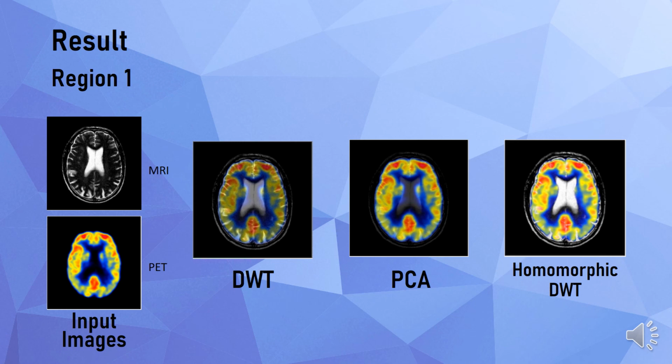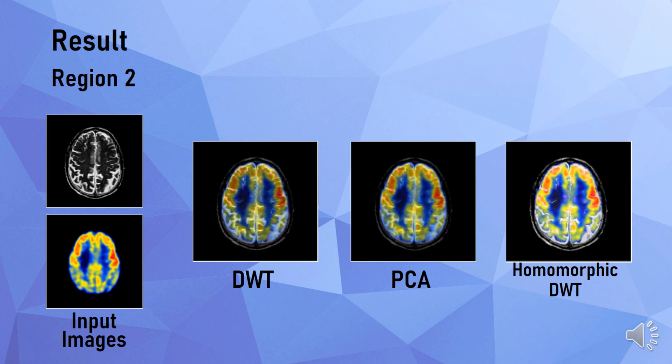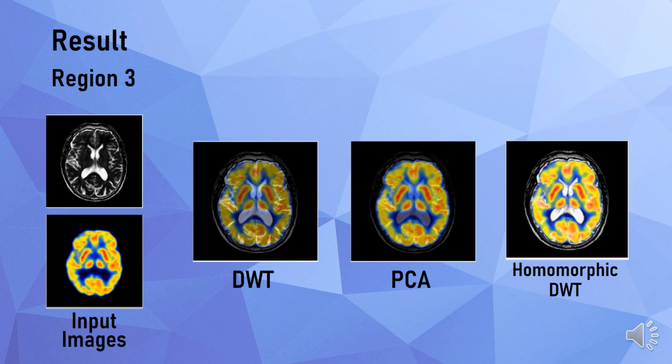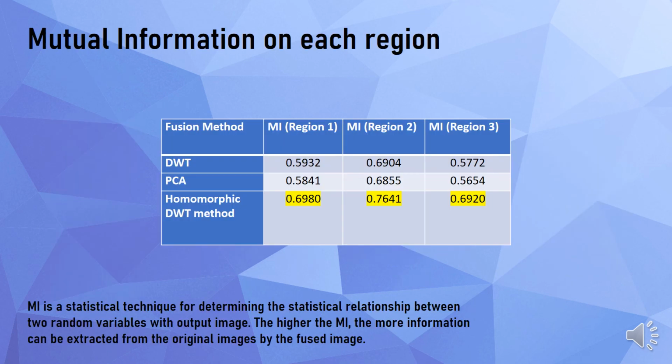We did this test for three regions: region 1, region 2, with a similar qualitative observation, and the same thing with region 3. In terms of the quantitative measures, we can see that the homomorphic DWT method has the best MI.